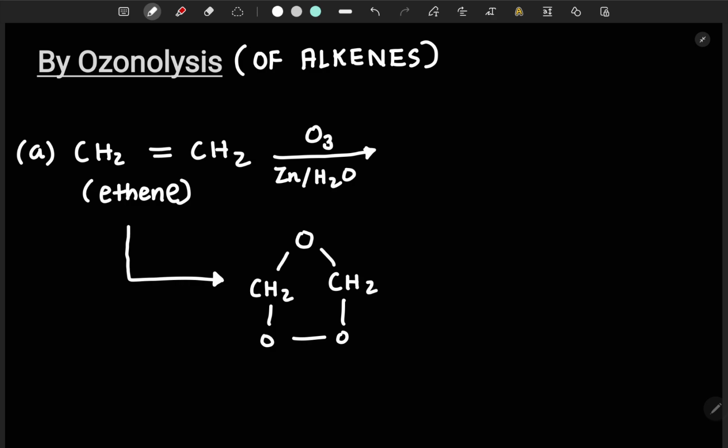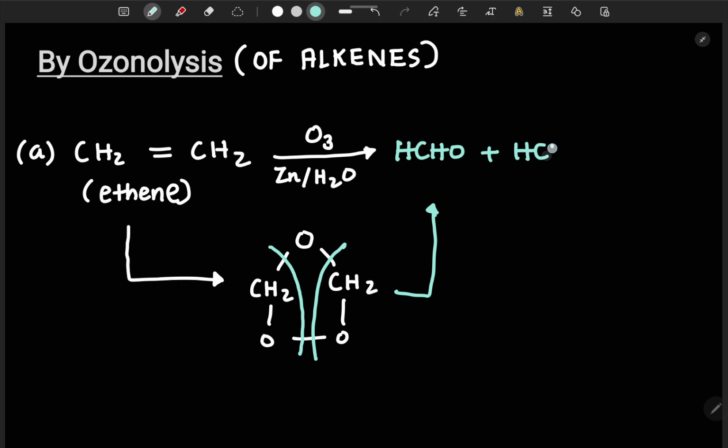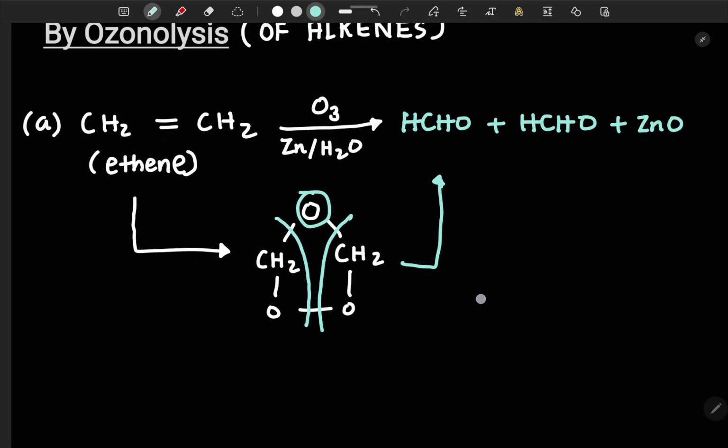Now you just have to divide this. This is one group, this is another group, and now you can simply write what we get: HCHO plus HCHO. And now you'll be wondering what happened to this oxygen atom. It gets mixed with zinc and forms zinc oxide. So this was one example.